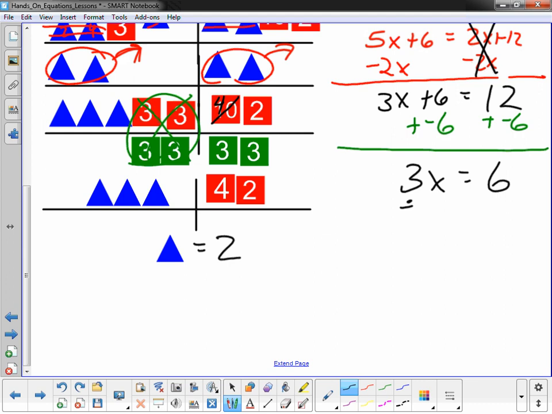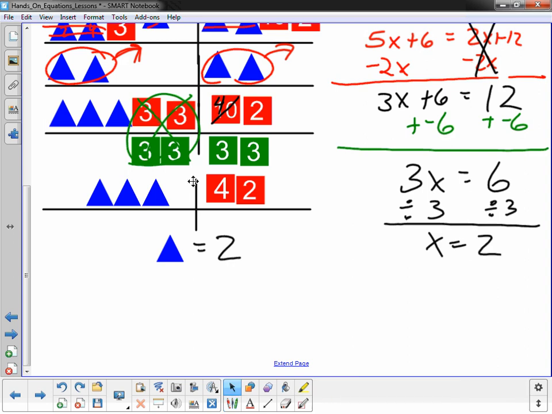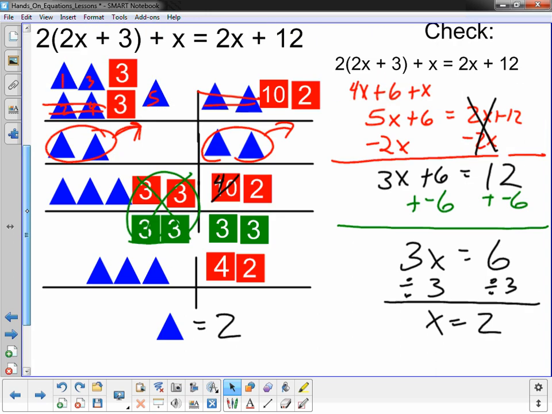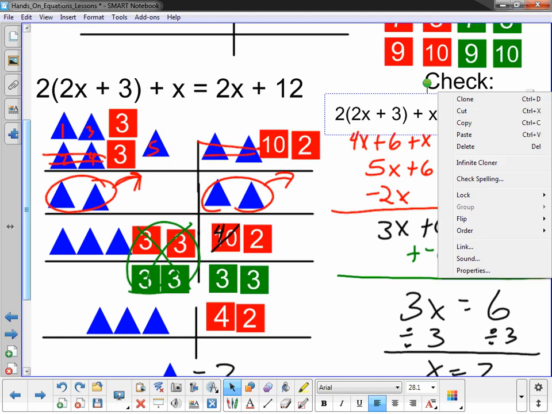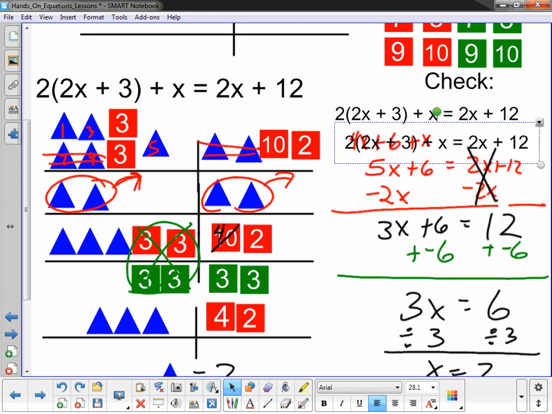Well, now I'm trying to figure out how I got 3 of these x's going into 6. The way to get rid of the 3 is to divide it off. I've got x equals 2. So I'm doing the same thing. I'm subtracting or adding to both sides the same way. So now let's go through and check our answer and make sure that we got the right answer.